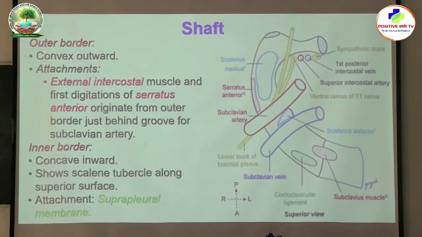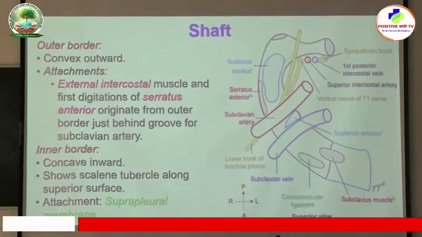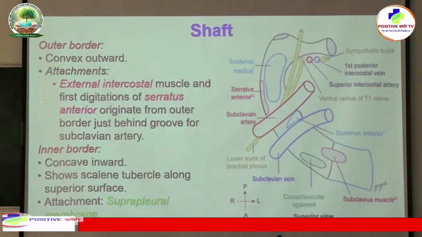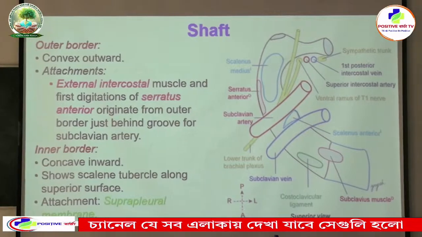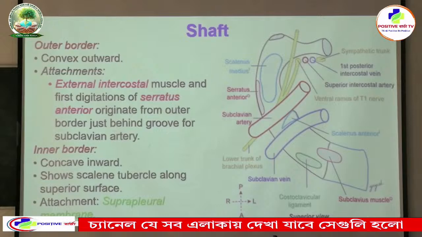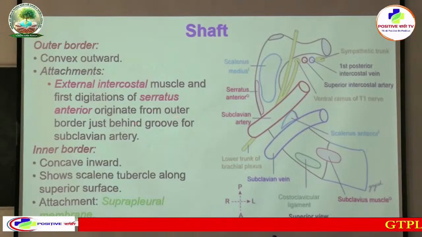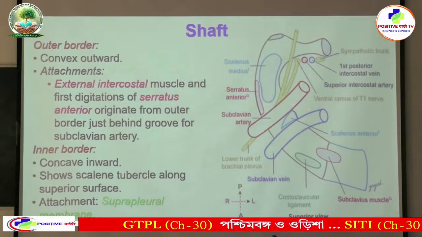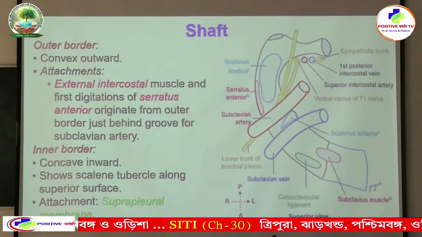Next we go to the outer border. The outer border is convex outward. Attachments are the external intercostal muscle and the first digitation of serratus anterior. Here is the first digitation of serratus anterior and external intercostal over the outer border. The first digitation of serratus anterior originates from the outer border just behind the groove for the subclavian artery. This is the groove for the subclavian artery, just behind this groove it is originating.